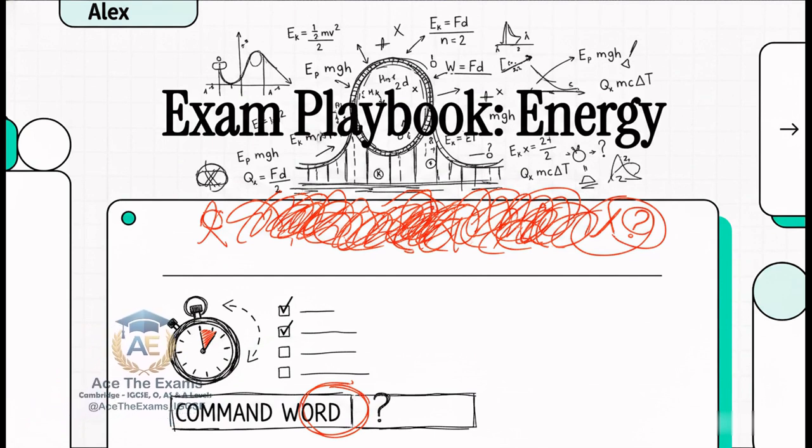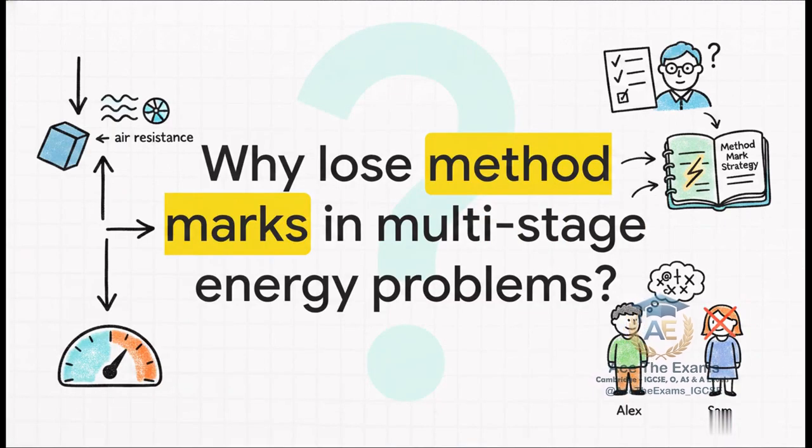Today, we are going to look at their flawed answers, literally highlight the red pen marks they'd get, and completely transform how you approach these critical exam challenges. Okay, let's really dive into this. Why exactly are smart, capable students bleeding marks on these multi-stage energy questions?